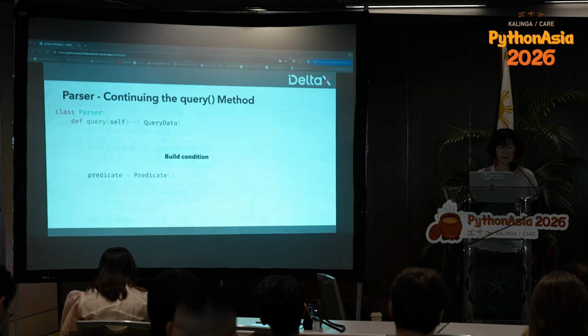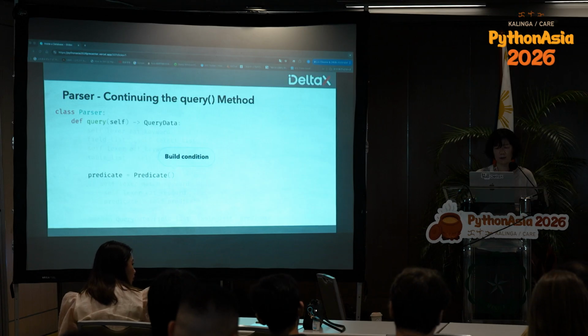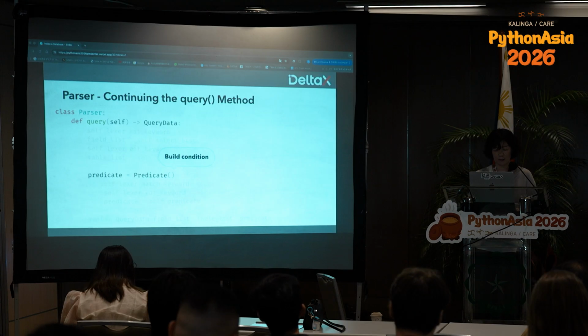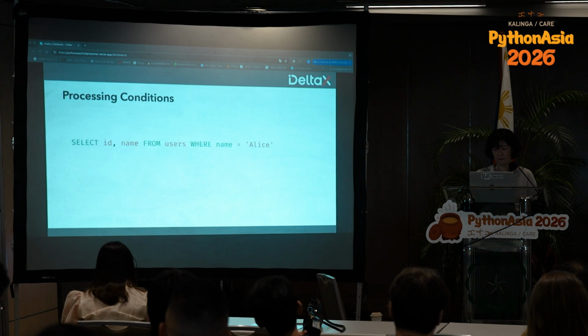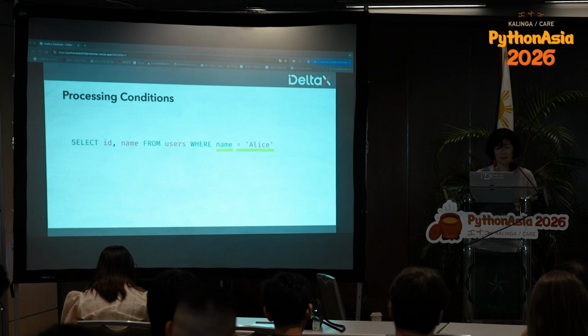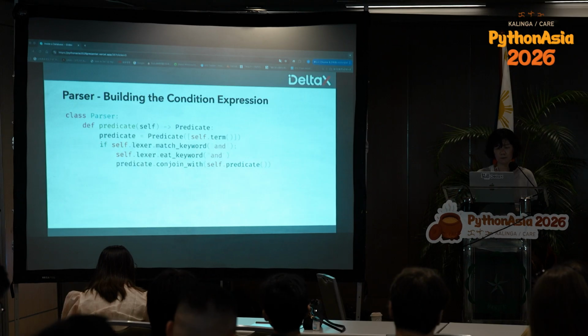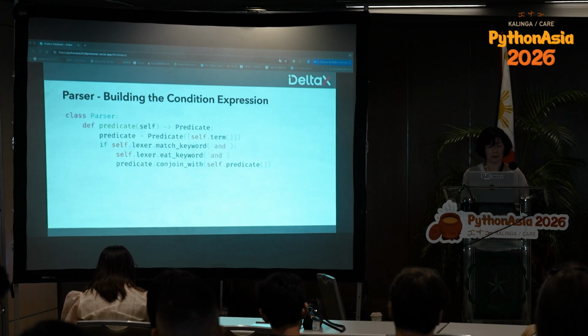Next, it recognizes the where keyword and builds the condition expression. A predicate is a condition like name is Alice. The parser processes the conditions. The predicate method builds the condition expression.